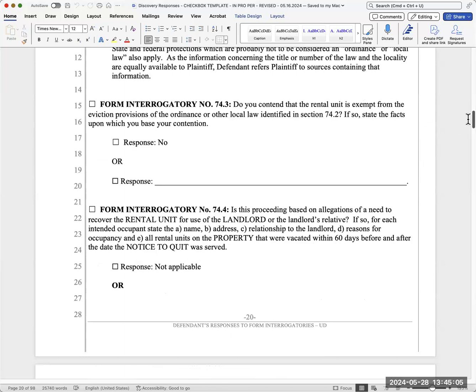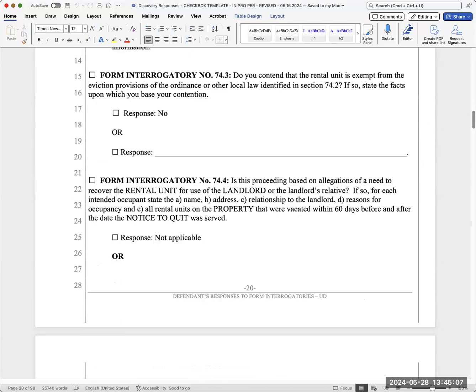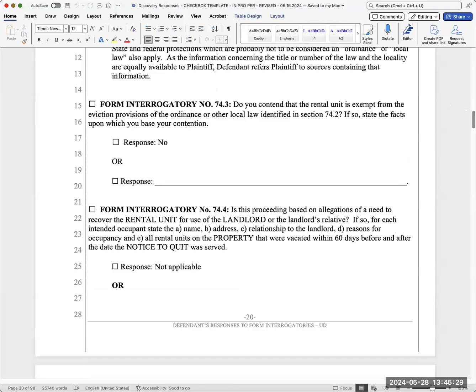Form interrogatory 74.3. Do you contend that the rental unit is exempt from the eviction provisions of the ordinances or other local laws identified in 74.2? If so, state the facts upon which you base your contention. This is a question for the landlord, the plaintiff. It's basically saying, do you believe, if this is checked? Sometimes the landlord's attorney will want you to check and answer this question. Hopefully you'll answer it in a way that helps them.